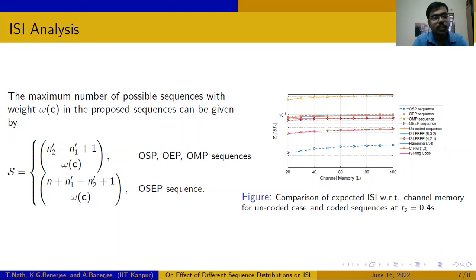We are also interested in constructing the codes, not only the construction of sequences, so the maximum number of possible sequences with weight omega c can be given by the following equations.